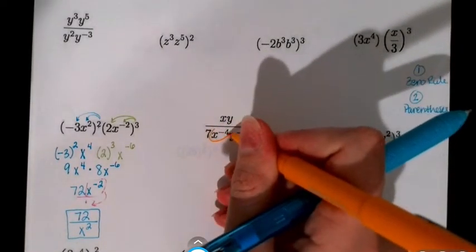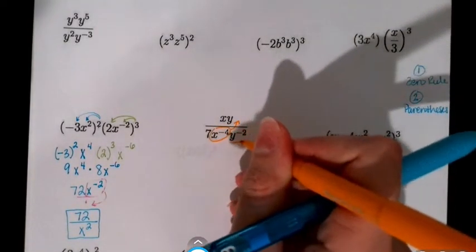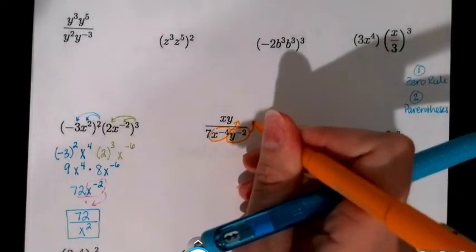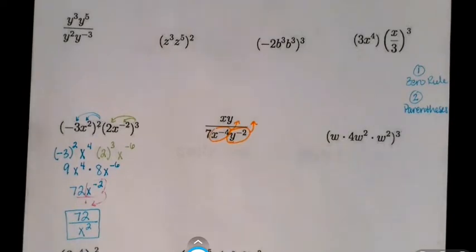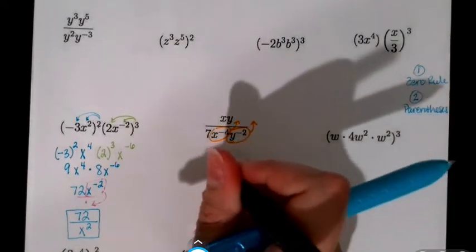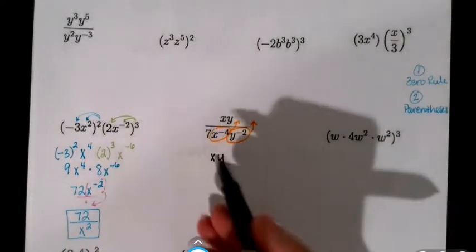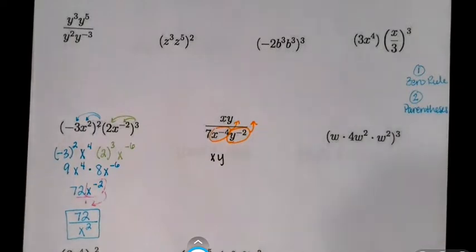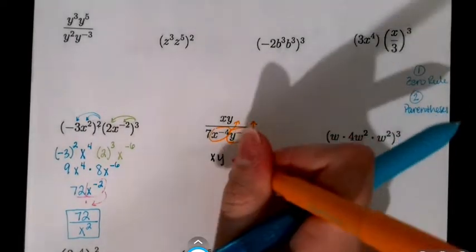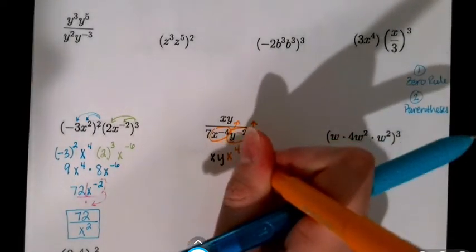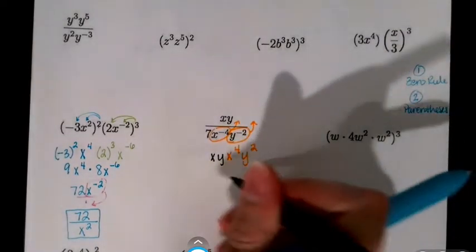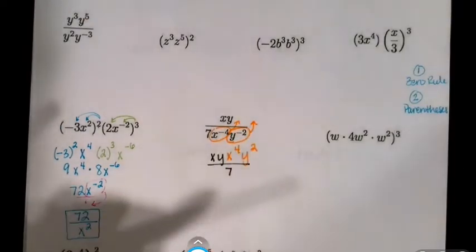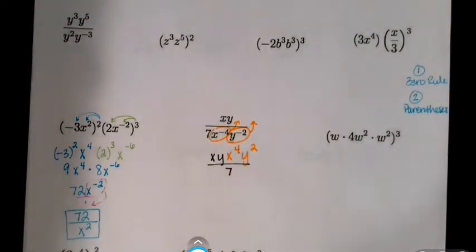So my x to the negative fourth, I'm going to move up to my numerator, and then my y to the negative second, I'm also going to move up to my numerator. When I move those up, they are going to turn positive. So I still have x and y in my numerator from these that were up there to start. Then I am moving up x to the fourth, and it turns to a positive exponent, and y squared, it turns to a positive exponent. In my denominator is still 7 because I haven't moved that at all.